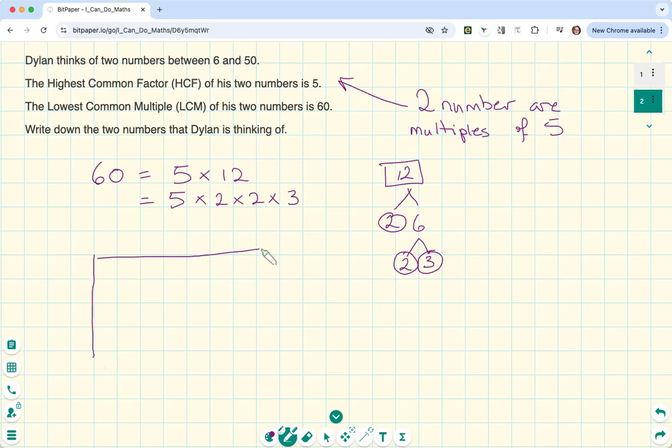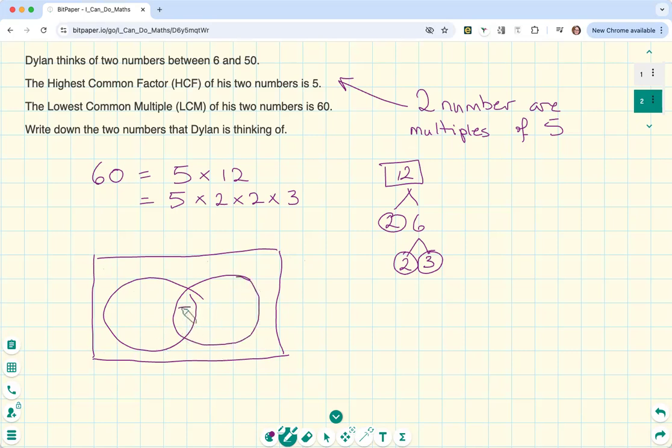If we now put that information into a Venn diagram, we're looking for two numbers with the highest common factor is 5. So this number here, we can't have the same number or factor on both sides. But we have to put all of these numbers, the 5, the 2, and the 3, in these two circles. This is our highest common factor. And by multiplying all of these numbers together, we get our lowest common multiple.